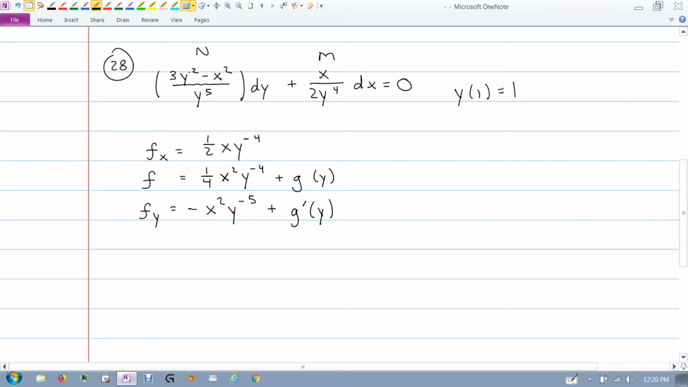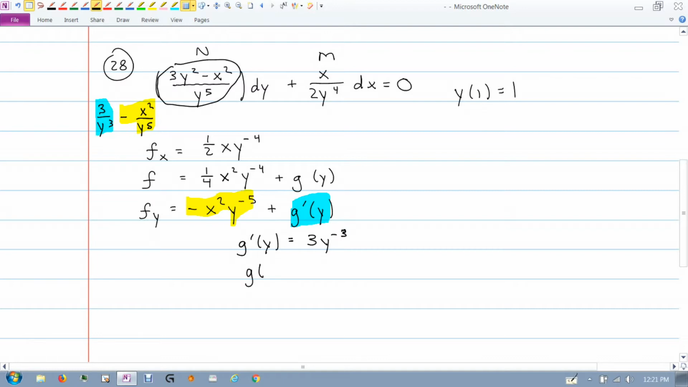And now we need to look at N up here and see if we've got this. And notice that I could split that into two fractions. I could write that as 3 over y cubed minus x squared over y to the 5th. And so we actually have the minus x squared over y to the 5th right there. So the only thing we're missing is this right there. So that means that g prime of y is just 3 over y cubed, so 3y to the negative 3.